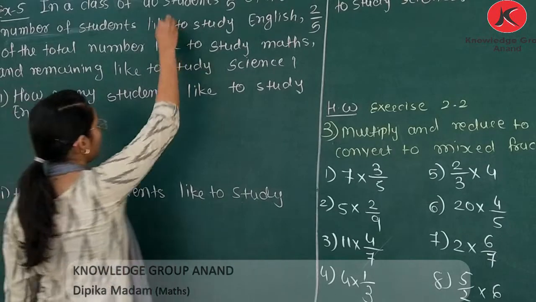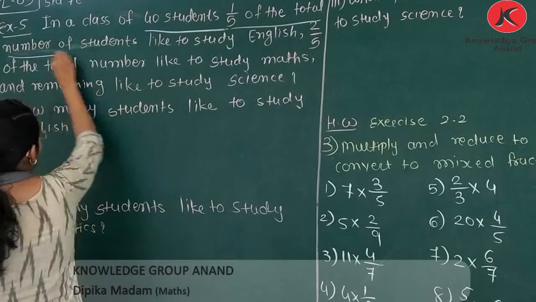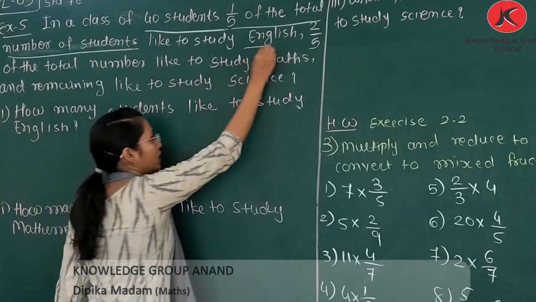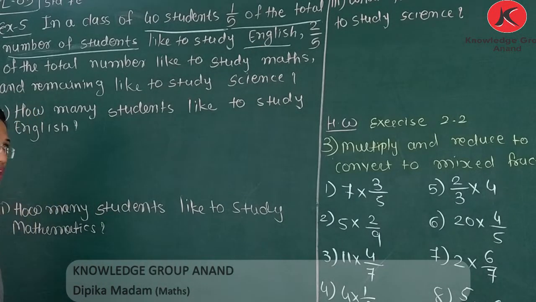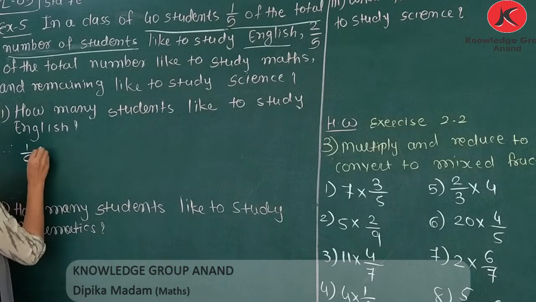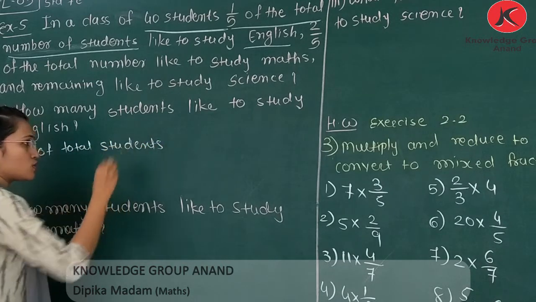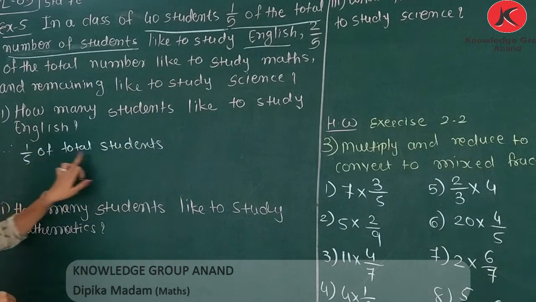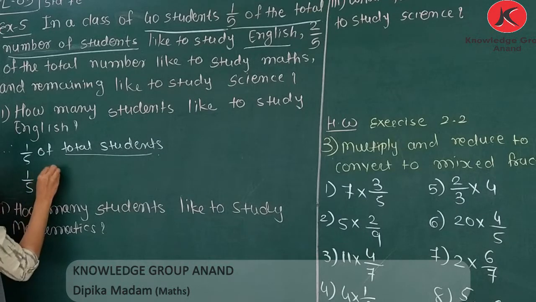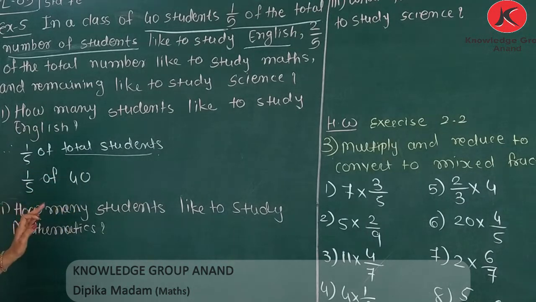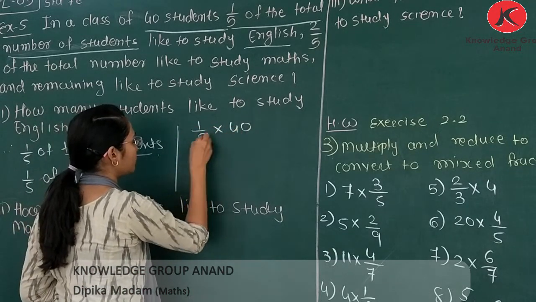Okay, what is the statement given? 40 students is the total number of students. 1 by 5 of the total number of students like to study English. Means whatever students are there, from that 1 by 5 like to study English. So we can write 1 by 5 of total students. How many students like to study English? 1 by 5 of total students. What is the total number of students? That is 40. So we can write 1 by 5 of 40. Now of represents multiplication. It means 1 by 5 into 40.